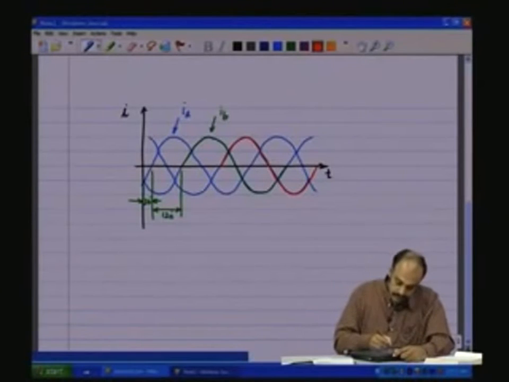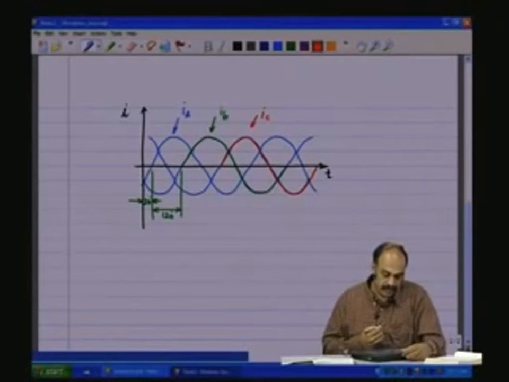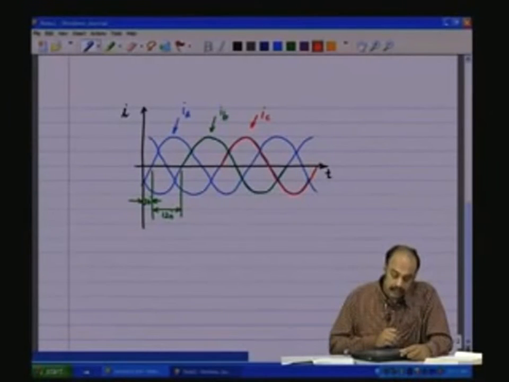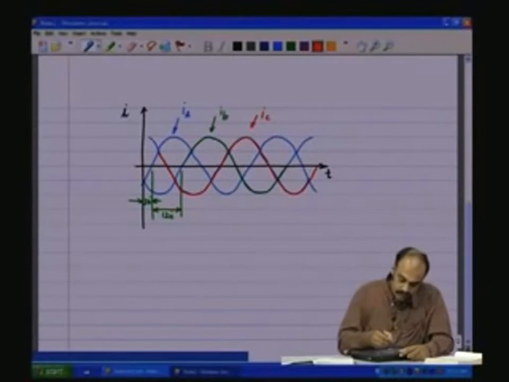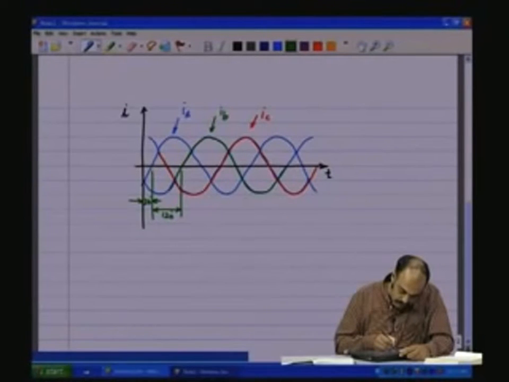This would be IC. See, a very easy way of constructing the three phase waveforms, and now you can complete this portion of the curves, and likewise for IB.